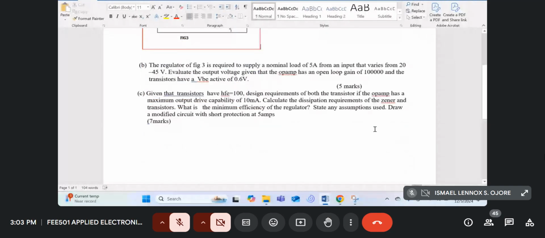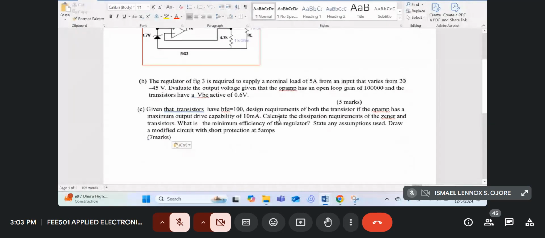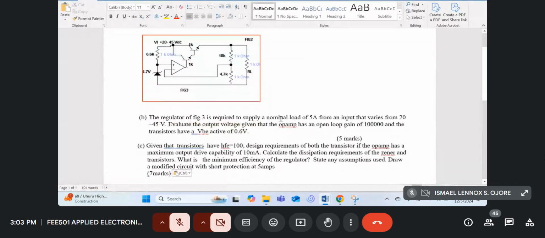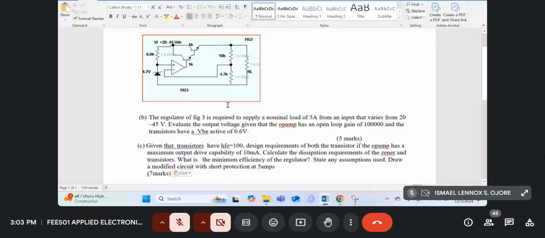So I'll do part C, because here's where most students get a problem. Part B we have already just done. The output voltage we note is just Vz divided by beta. In this case, beta will be 4.7K divided by 4.7K plus 10K. That was just an easy 5 marks. I don't know why you people fail.